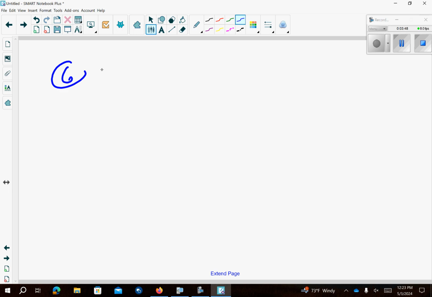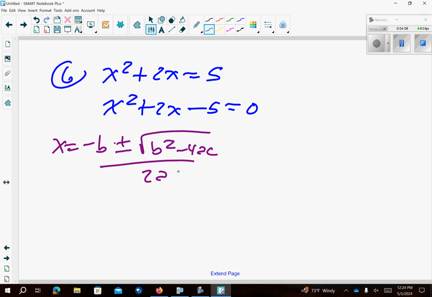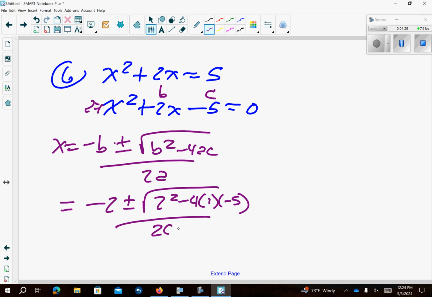Problem number 6. Again, I need to make sure that I have it equal to 0. It's equal to 5 right now, so let's go x squared plus 2x minus 5 equals 0. This one won't factor, so we have to go right to the quadratic formula, which is x equals negative b plus or minus square root b squared minus 4ac, all divided by 2a. So my a value is 1, my b value is 2, and my c value is negative 5, and let's plug them in. So I get x equals negative 2 plus or minus square root 2 squared minus 4 times 1 times negative 5, divided by 2 times 1.